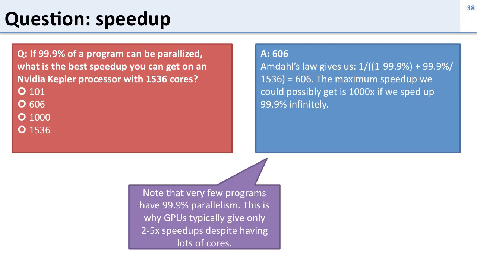And this is exactly why we see such low speedups on GPUs. GPUs say we've got 1,500 cores, but typically only get between 2 and 5 times speedup because so much of your program is serial.